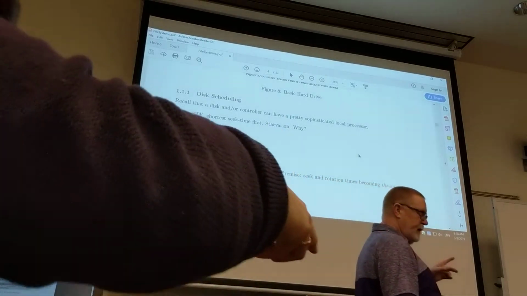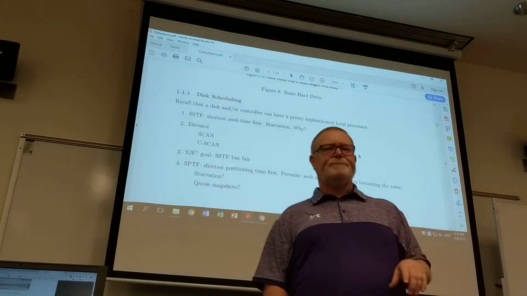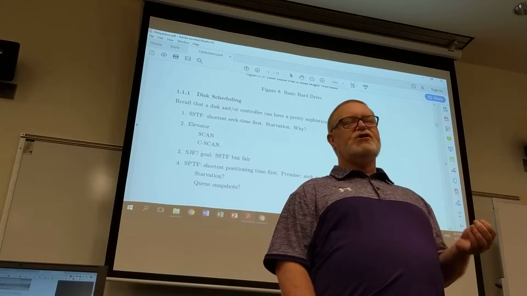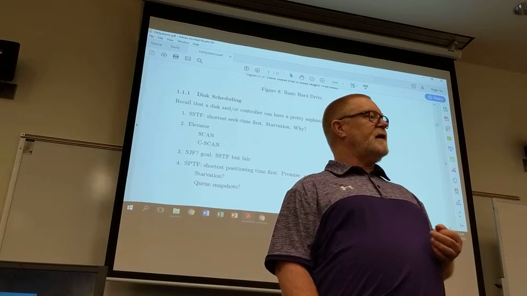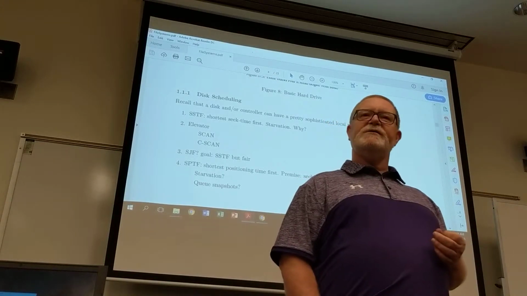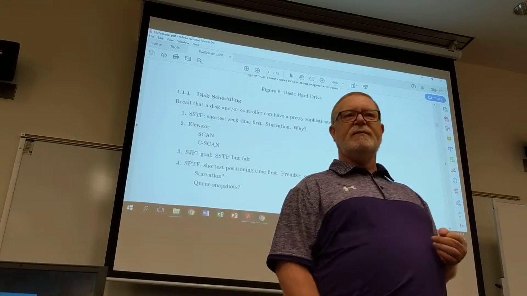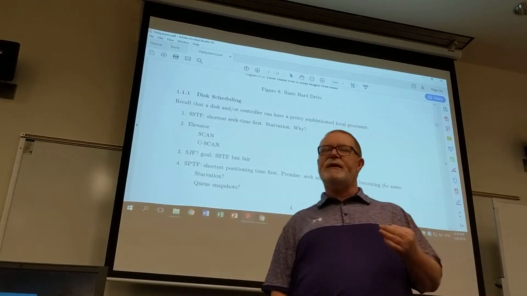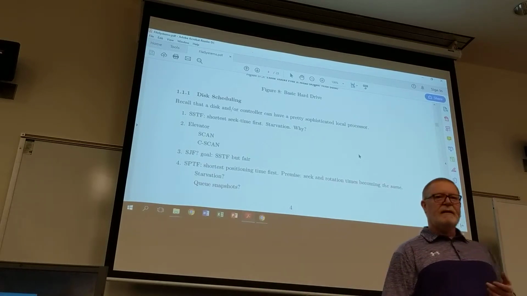The book talked about an algorithm called SCAN. SCAN's job is the following: to be a fair shortest seek time first. We've recognized that shortest seek time has some optimal behavior, but it also has some very inefficient behavior. And so SCAN addresses this. Does anybody know how SCAN addresses this? It's really cool.